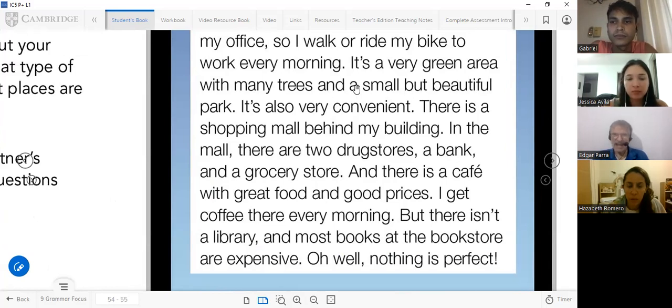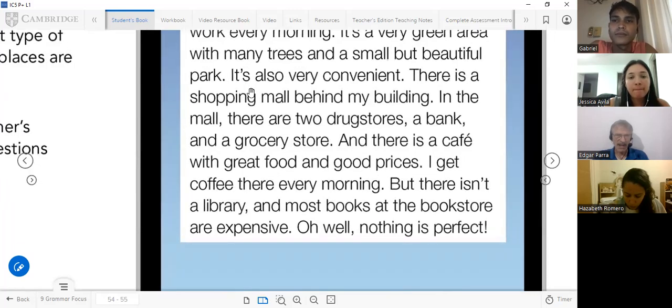Okay, repeat it again. Area, area. Now, Gabo, could you please continue the next one? It's also very convenient. There is a shop. Convenient. Repeat convenient. Okay, continue reading. There is a shopping mall behind my building. In the mall, there are 2 drugstores, a bank, and a grocery store. Okay, stop there, please. When you said building, can you repeat building? Building. That's okay.